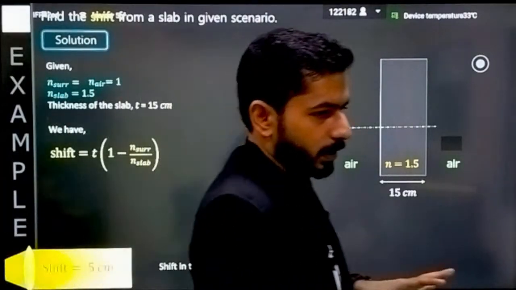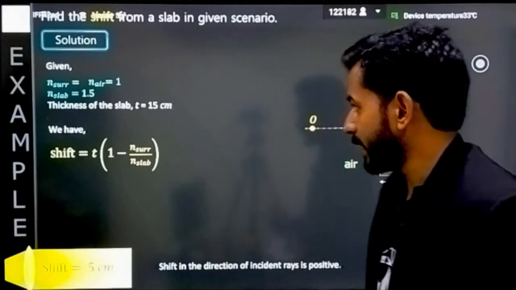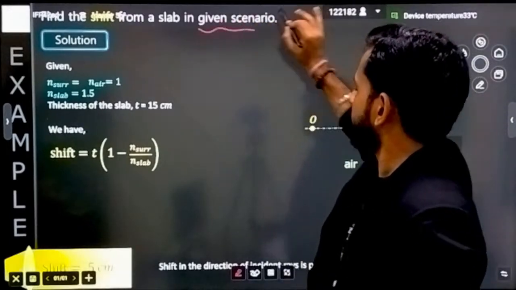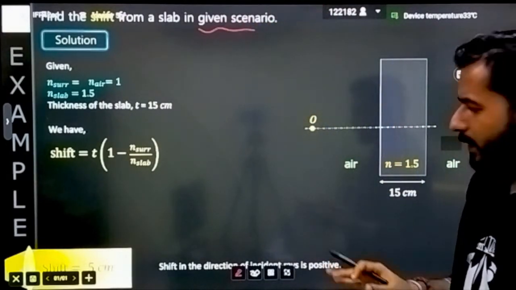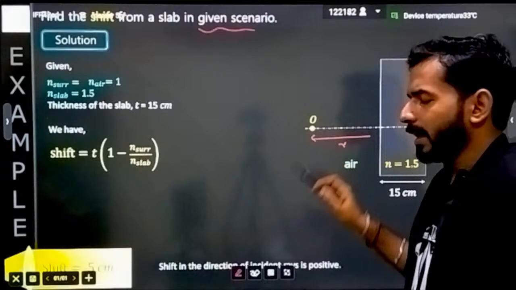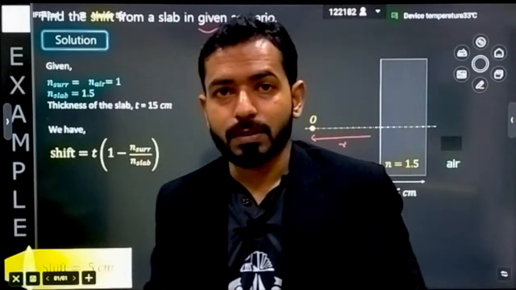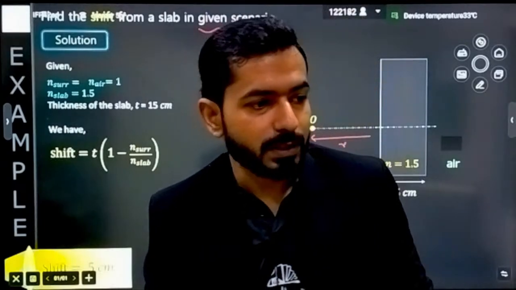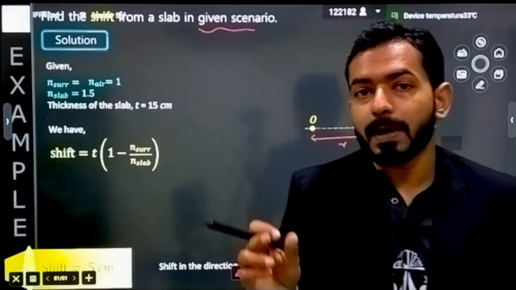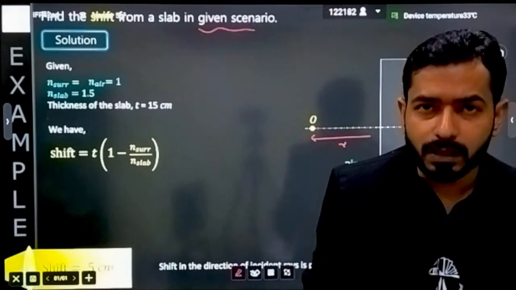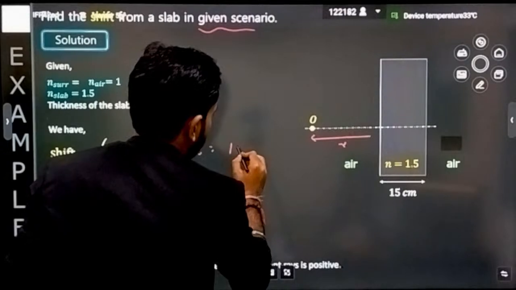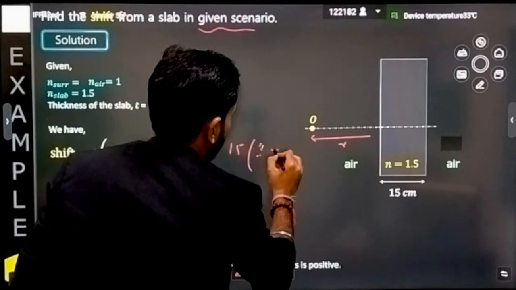Let's quickly apply this formula to the questions, and I have to tell you something else also. So let's see what value is coming. Find the shift from the slab in the given scenario. There is a slab, there is an object. It doesn't matter where you keep the object. What was the distance? X. In the final result, have you seen any presence of x? No. That is a very important thing. It doesn't matter where you keep the object from the slab, because the shift only depends on the refractive indexes of the surrounding and the slab, and on the thickness of the slab. Correct? So let's see what normal shift is coming. Normal shift you will write as thickness, that is 15 centimeter, times 1 by n of slab. Sorry, n of surrounding.